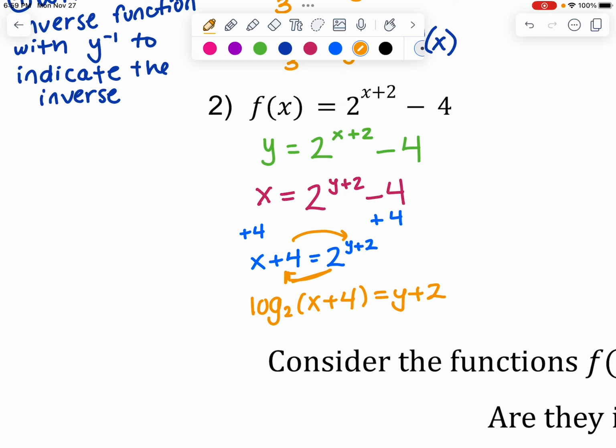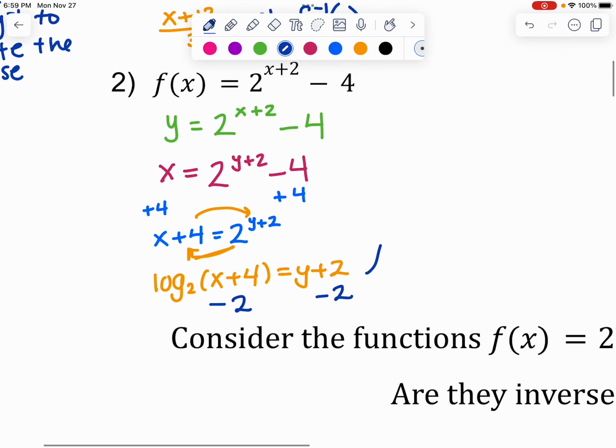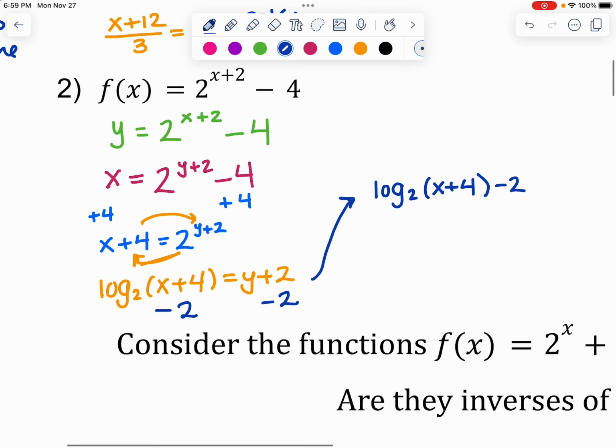And then from here, I'm going to finish solving for y by subtracting 2 over. When I do this, I get log base 2 of x plus 4 minus 2 equals y. Last thing I want to do is just add that -1 to show this is the inverse. And there we've got the inverse function to what we started with. These two are inverses.